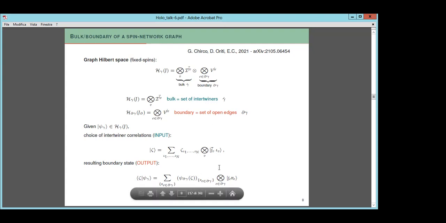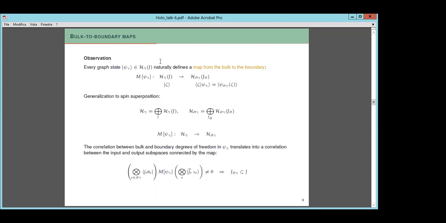So this shows that every state can be seen as a map from the bulk to the boundary, a map that acts as follows. So as I said, we have a certain state for a bunch of intertwiners. Once we impose on the graph state that correlation between intertwiners, we are left with a certain boundary state.